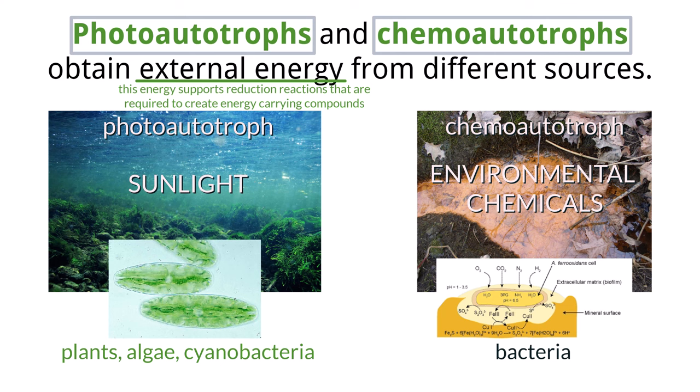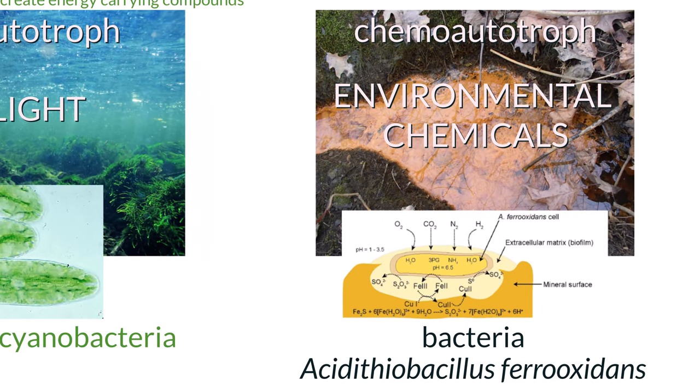A chemoautotroph example you need to know for the IB exam can be seen in the bacterium Acidithiobacillus ferrooxidans. This bacteria lives in extremely acidic conditions and is an iron-oxidizing chemoautotroph. Iron sulfide is a compound found within the sedimentary rocks of its environment. When exposed to oxygen in the presence of water, the iron sulfide produces iron ions, sulfate ions, and sulfuric acid.